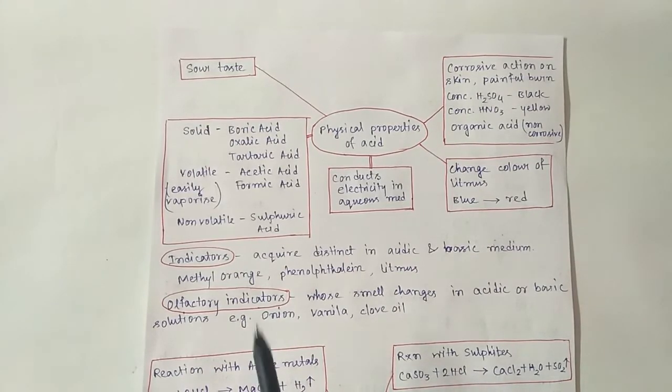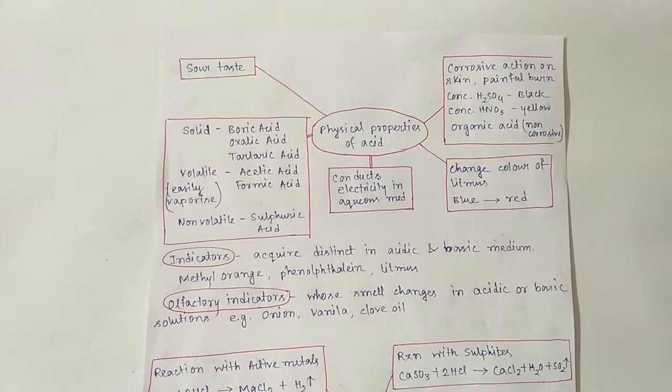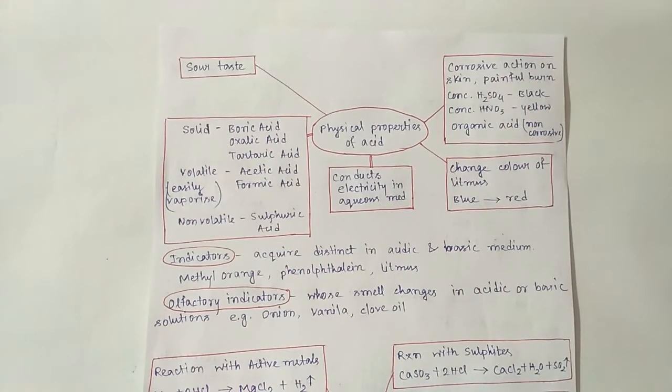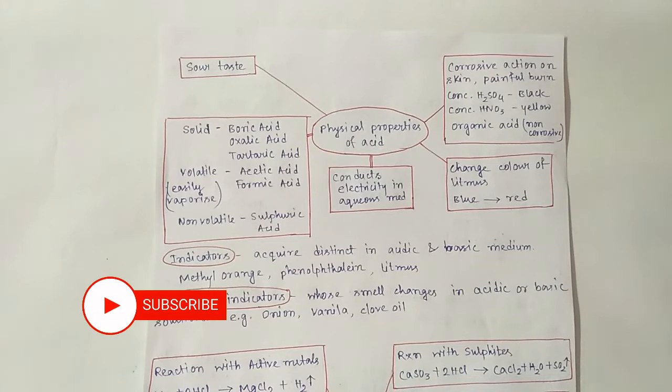Actually, it is without taste. Some acids cannot be tasted. For example, the hard acids, your HNO3, H2SO4, HCl, if you try to taste them, they will burn your tongue. And now, acids can be solid, volatile or non-volatile. Solid acids are boric acid, oxalic acid, tartaric acid, citric acid, because they have huge structures. And because of their heavier structure and strong intermolecular force of attraction, they are solids.